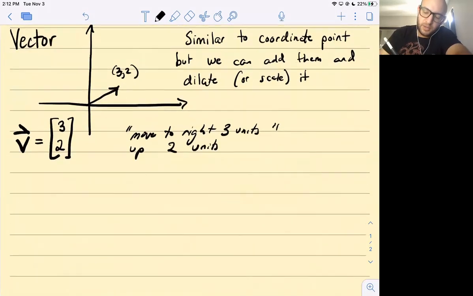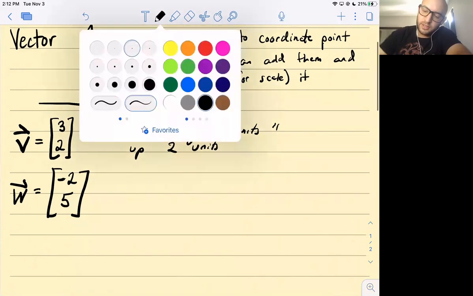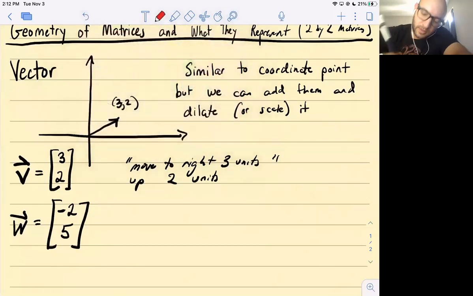And if W is another vector, so if you walk by V and then you walk by W, let's say W is another vector, let's say (-2, 5). This means walk to the left by 2 and then go 5 steps up. So if you do V plus W, I'll draw here, here's W. W is walk to the left 2 and walk up 5. So this would be W.